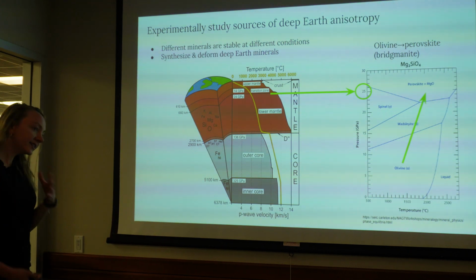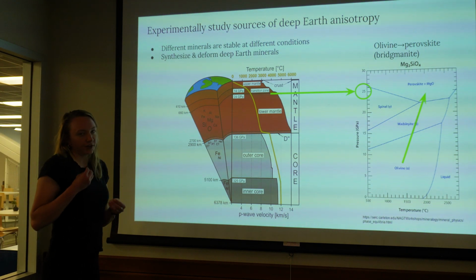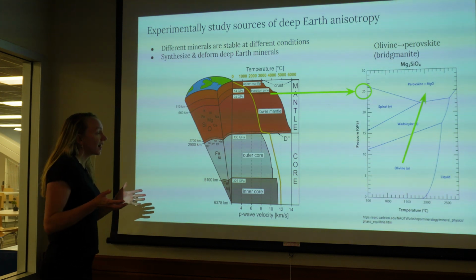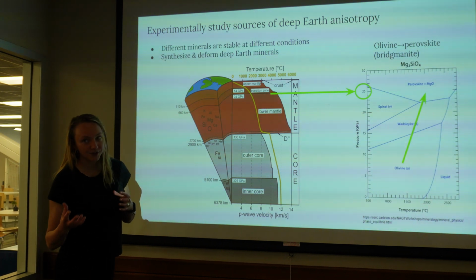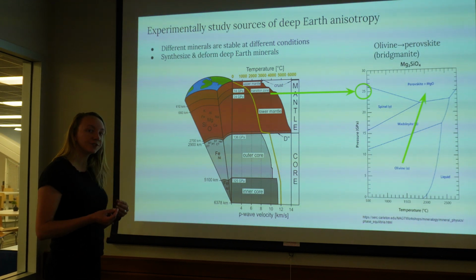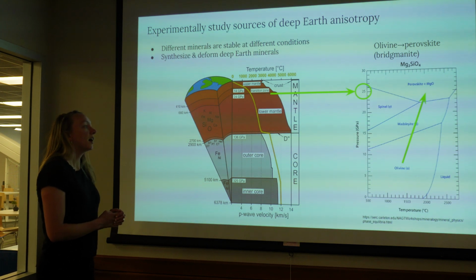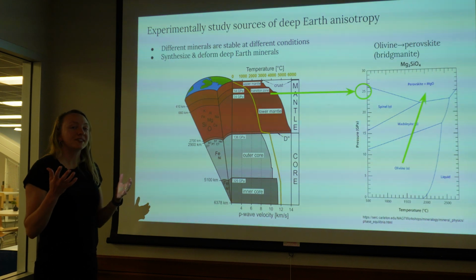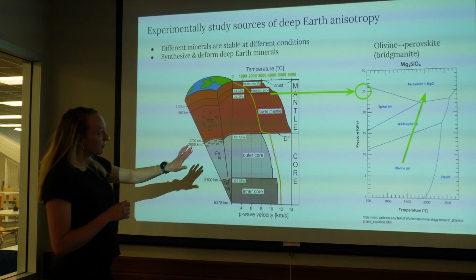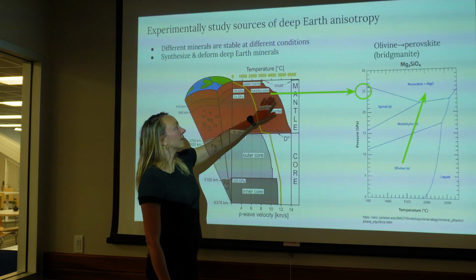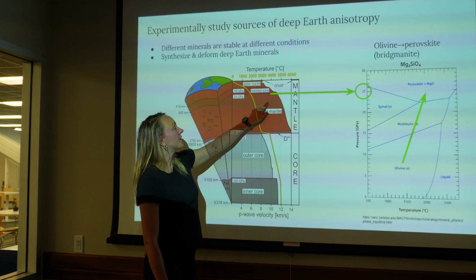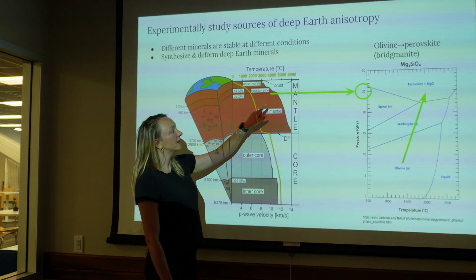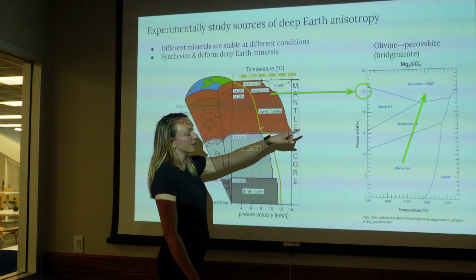So how do I study if these crystals preferentially align with the stress in the deep earth? Well, the first thing I have to do is create those minerals which exist at high pressure and high temperature conditions. So I have to simulate that and then deform them to see how they behave. So if I want to study a crystal that occurs here between the upper mantle and the lower mantle, which is at a pressure of around 24 or 25 GPa, I've got to synthesize that mineral somehow.